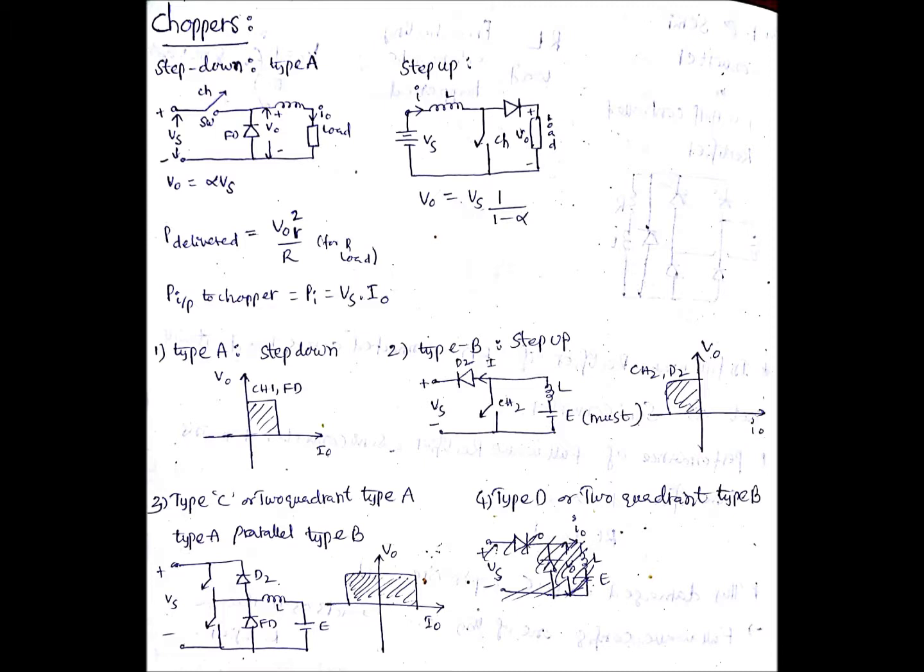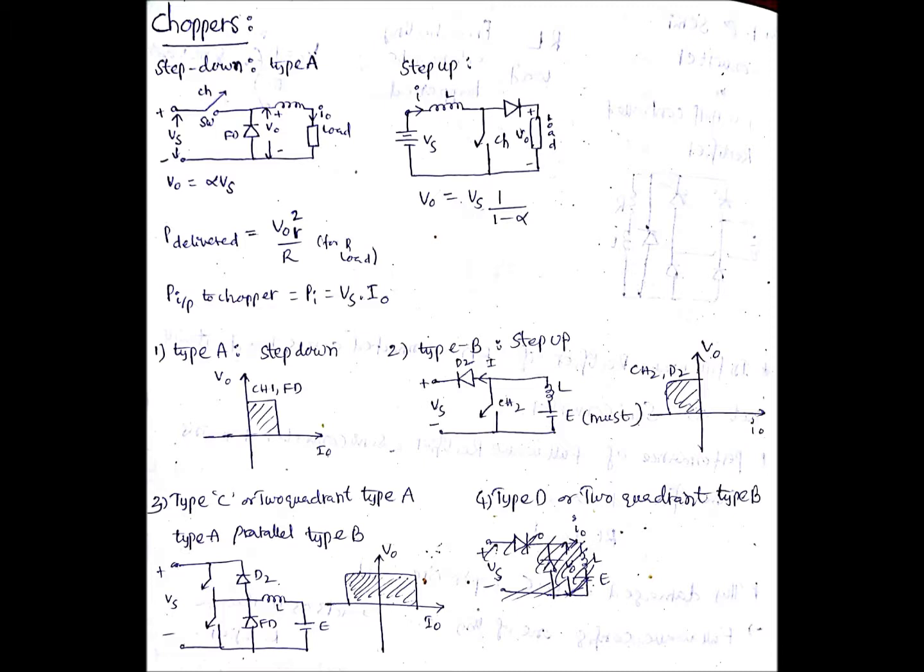In the first case, the output voltage is equal to alpha into Vs. Alpha can be D, mainly that is the duty ratio. Duty ratio is the turn on time of the switch divided by turn on plus turn off time of the switch. So the duty ratio is obviously less than 1, because the turn on time will be less than turn on plus turn off time. So V naught will always be less than Vs. That's why it is a step down chopper, otherwise called a buck converter.